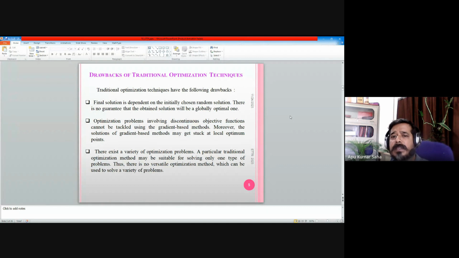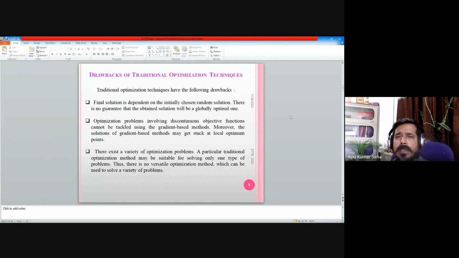But though we have used traditional optimization methods to solve some of the problems in optimization, there are a lot of limitations. One limitation is that sometimes we take an initial solution, or one or more than one initial solution, and the final solution will always depend on the choice of initial solution. Now, if 10 people are solving the same problem and taking different initial solutions, they may get different results based on their initial solution. So that is a huge drawback.